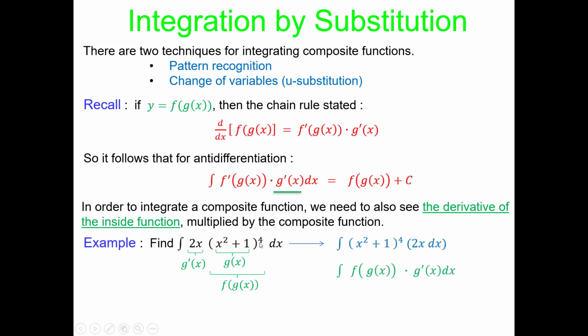So I like to rewrite this in the actual form that it shows up here. I like to write the composition function first, and then hopefully the derivative of that inside function I'm going to multiply second. So I'm going to rewrite this as x squared plus 1 to the fourth, which is our f of g of x. And then we'll write our 2x dx, which is our g prime of x dx.